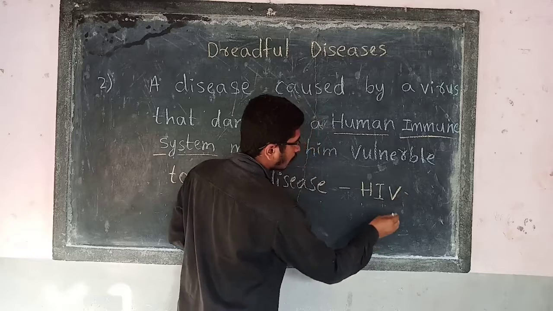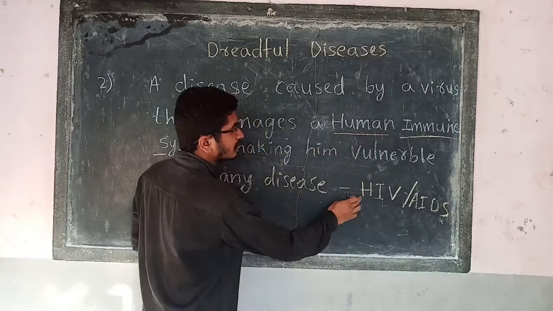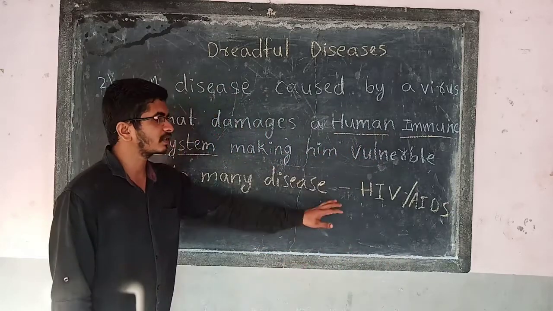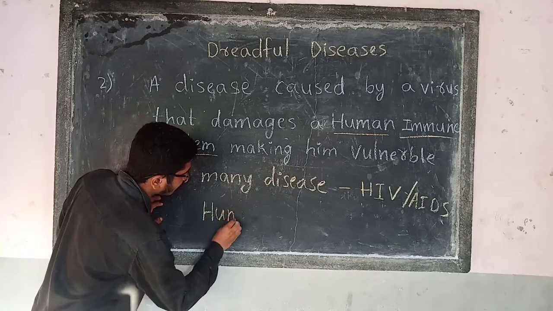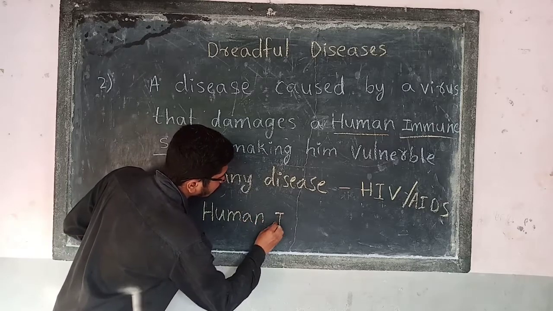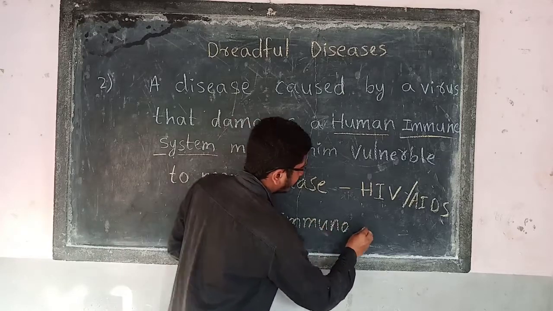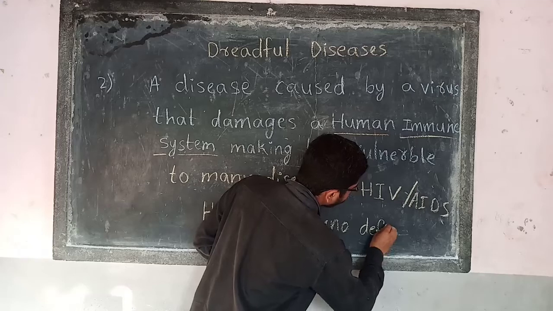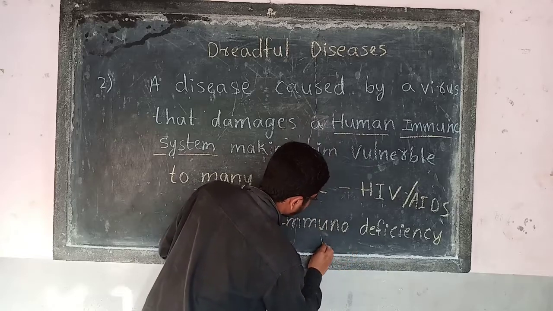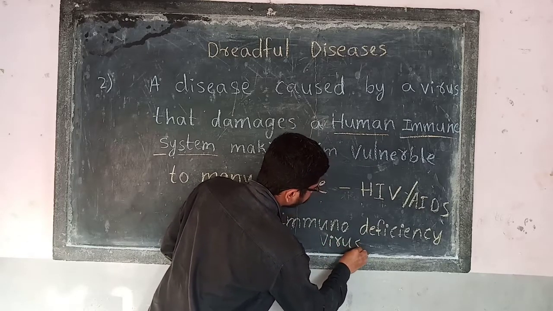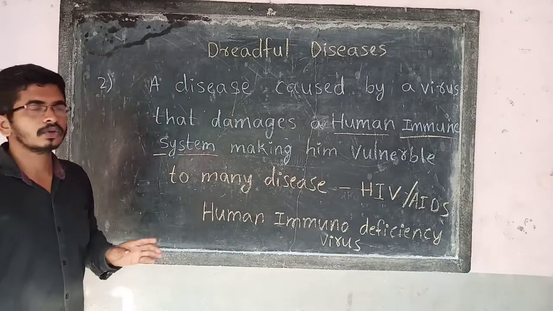HIV or AIDS also you can say. Here, what is the full form of HIV? That also we will learn. So here I am writing the full form. You have to note it down. Human immunodeficiency virus. So human immunodeficiency virus. Okay.